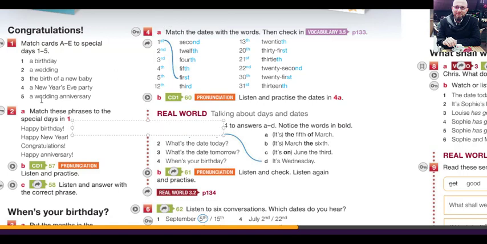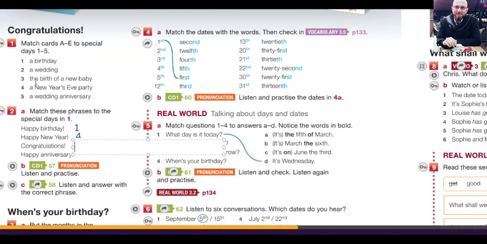So of course, happy birthday, you say it on a birthday. Okay, and Happy New Year, you say at a New Year's Eve party, which is 4. And congratulations, you say for the birth of a new baby. Okay. And yes, congratulations, a wedding. Okay, so a wedding, you say congratulations, and the birth of a new baby, and happy anniversary. Happy anniversary, you say it on a wedding anniversary.